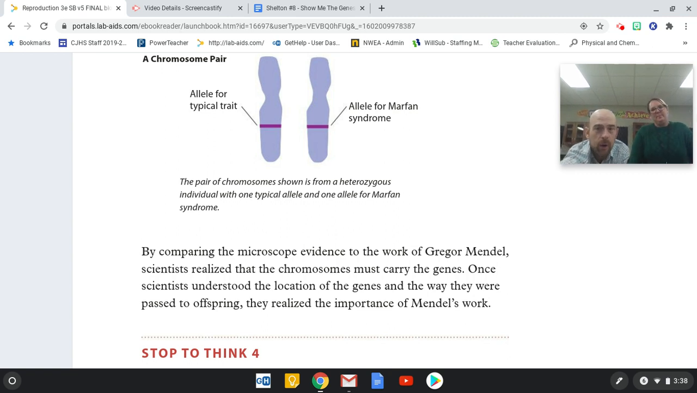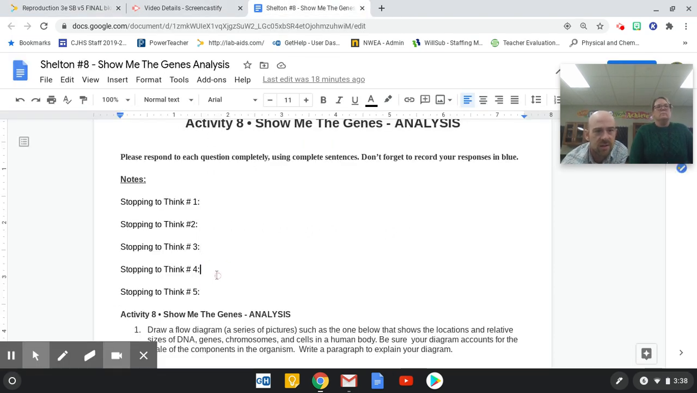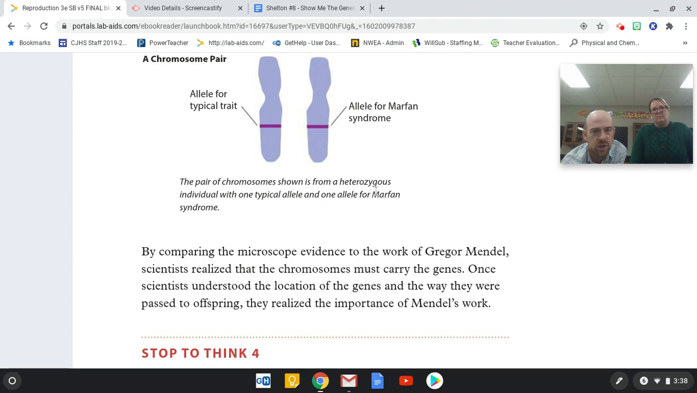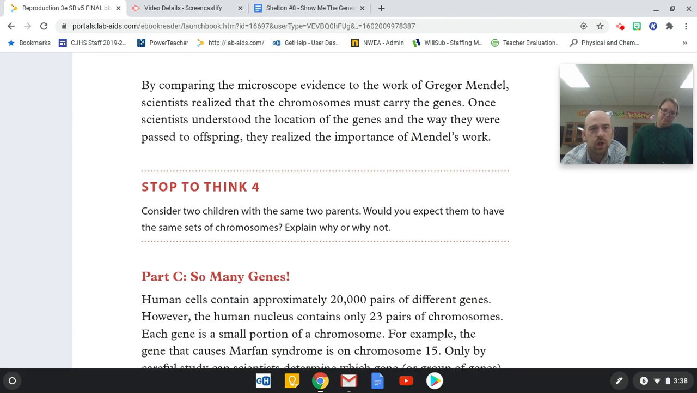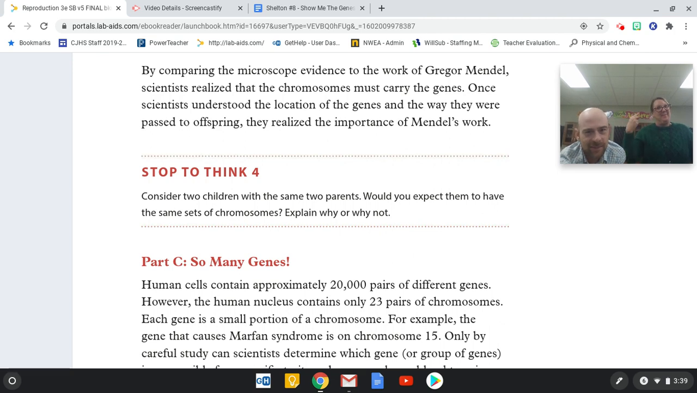Finally. So now what you're going to do, same routine, you're going to go back into this document, except now you're on stopping to think question 4. Here is that question, okay? Consider 2 children with the same 2 parents. Would you expect them to have the same sets of chromosomes? Explain why or why not. Or in other words, why do you and your siblings look different? We want you to answer that right now. We ain't telling you that part. All right. Go ahead and pause the video, answer that question, and then come right back.